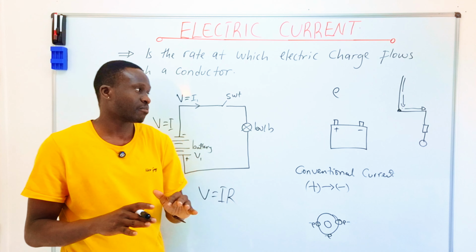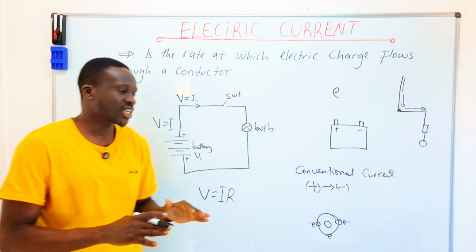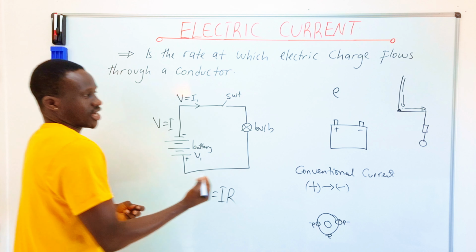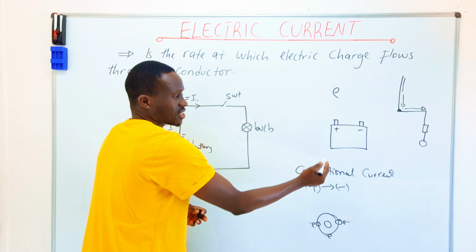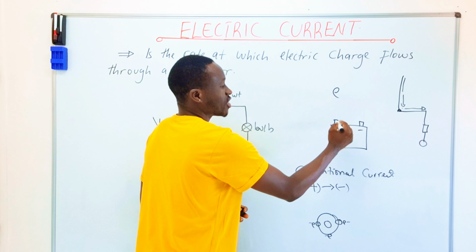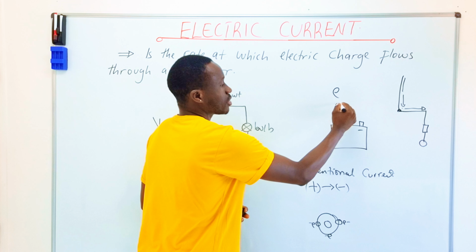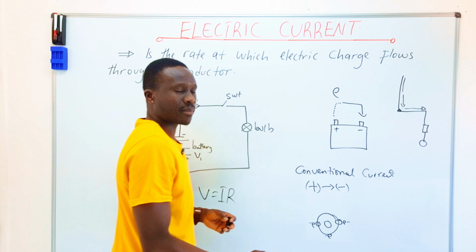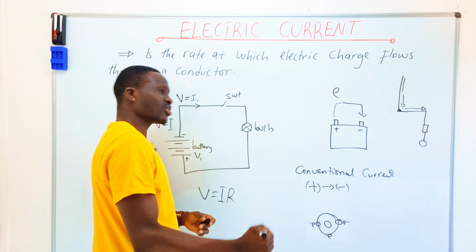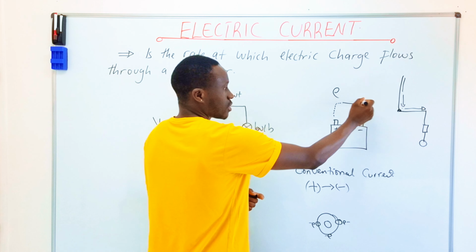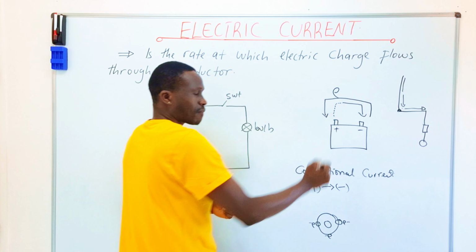Hope we are together. And this is an electric current. Now, conventional current is the current which flows from positive to negative. Okay? But in actual sense, electrons move from negative to positive.